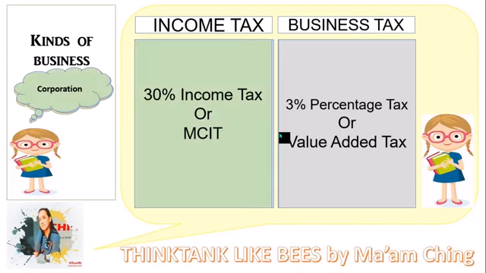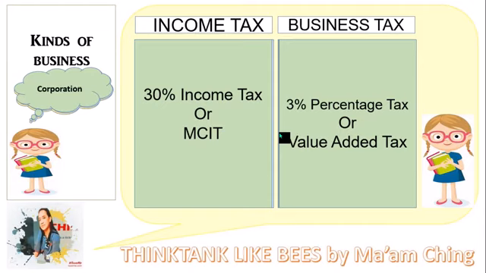For the corporation, they need to pay 30% corporate income tax or the MCIT. MCIT, or the minimum corporate income tax, only happens when there is a net loss. The computation of MCIT will be sales multiplied by 2%.